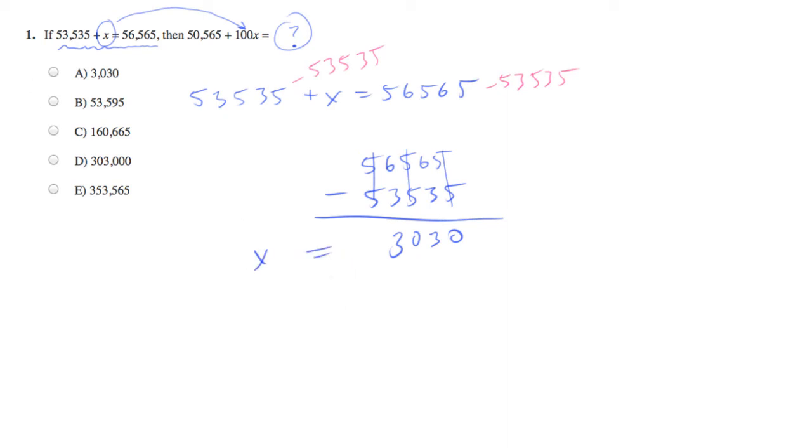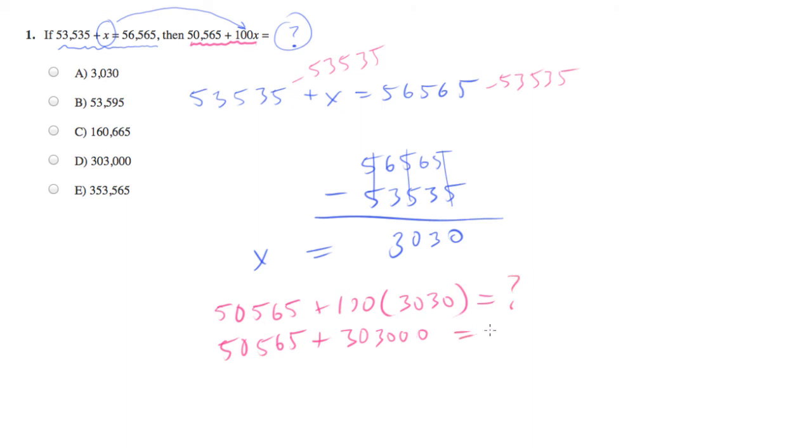So when we plug that in, we end up with the following equation. So I'm going to use the second equation, well, half equation they give us in the question, 50,565. Notice that's different. It's not 56,565 plus 100 times 3,030, which is going to become 50,565 plus 3,030 with 2 zeros added. This will be equal to the answer.